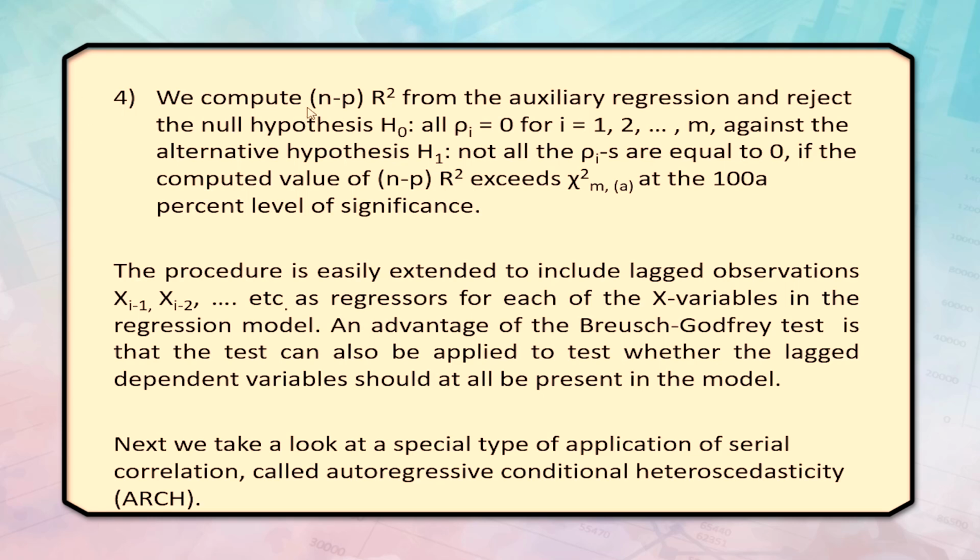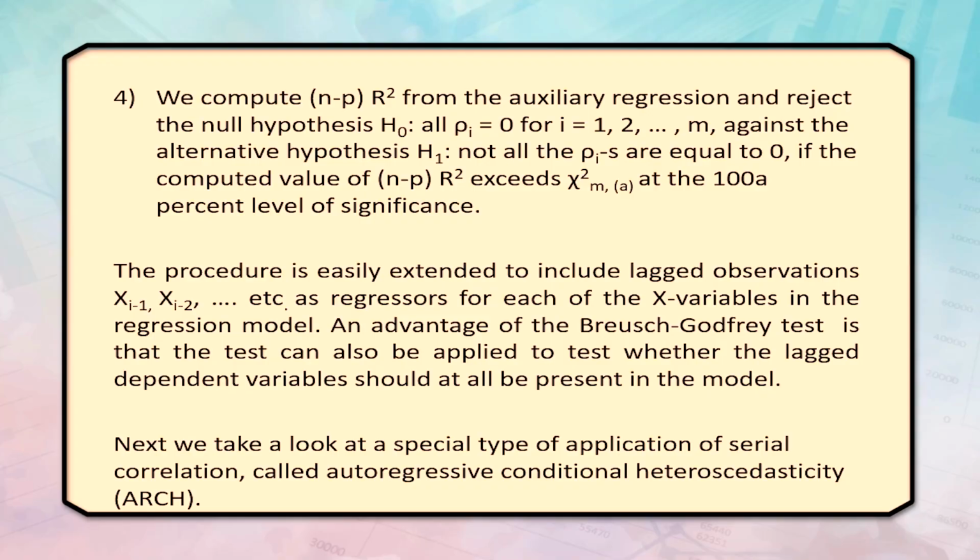So, n minus p times R square from the auxiliary regression follows a chi-square with m degrees of freedom, and we can test the null hypothesis that all the rho i's are equal to 0 against the alternative hypothesis that at least one of the rho i's is not equal to 0, by finding the critical value of chi-square m, alpha, where alpha is the probability. So, that is the level of significance. The chi-square distribution towards the end has a tail, and after the tail it will be alpha percent probability.